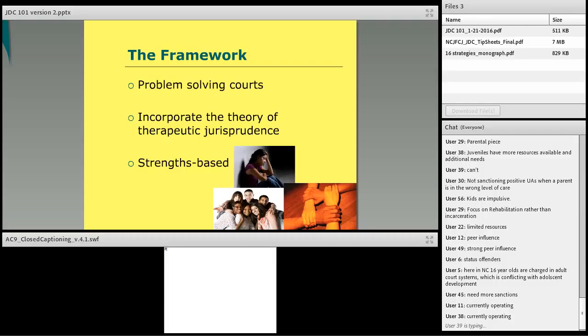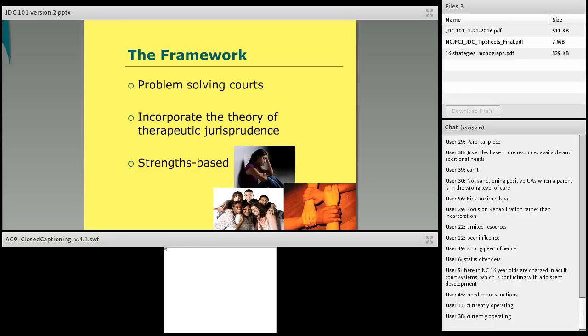When we first started doing this conversation, the strengths-based approach was really just emerging, and when we talked about strengths, folks would say, but why do I care about what's good about this young person when they're here because they did something wrong? And so we had to do a lot of educating. I feel like most folks that are currently working in the drug court field now are much more familiar with this.